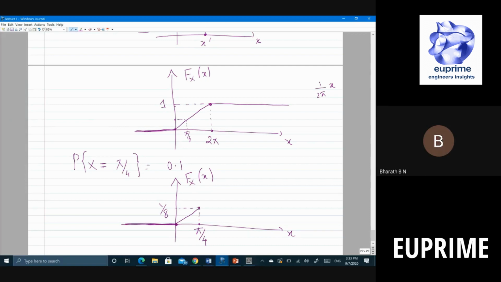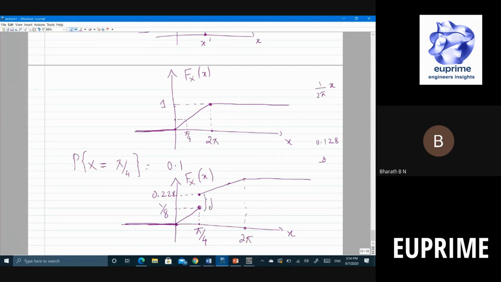So at pi by 4, this is open because it's not at pi by 4. At pi by 4, what happens? 1 by 8 is approximately 0.128, right? So there will be a jump. What is the jump? 1 by 8 plus 1 by 10, right? That will be the jump. So this is 0.228, and then it increases linearly to 1 and remains there. So this is 2 pi. This will be your CDF.